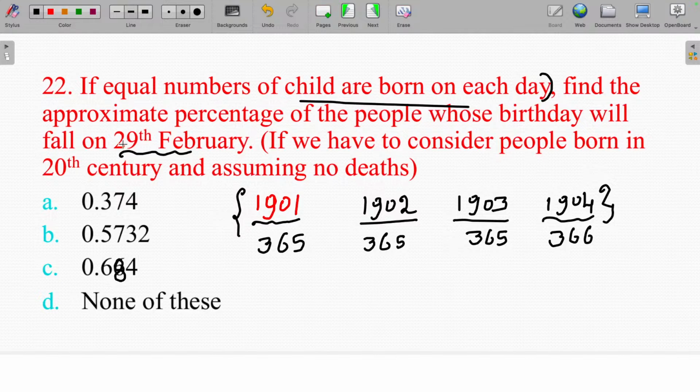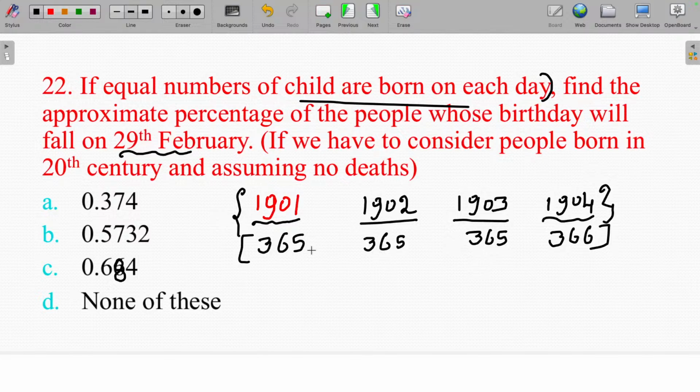See, 29th February means leap year. Only one time you will get it out of these days. Out of how many days? Out of these days. Yes or no? First let me know. Yes, sir. How many days total?